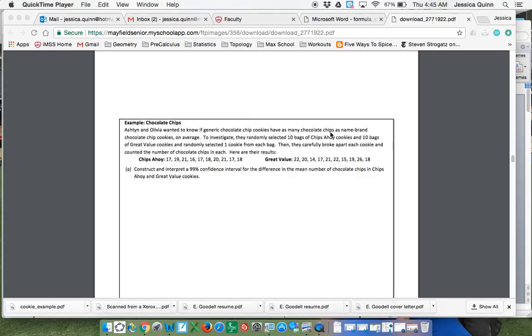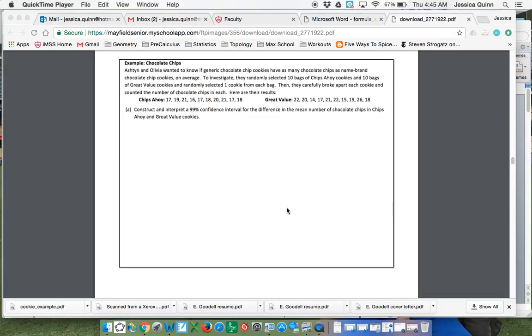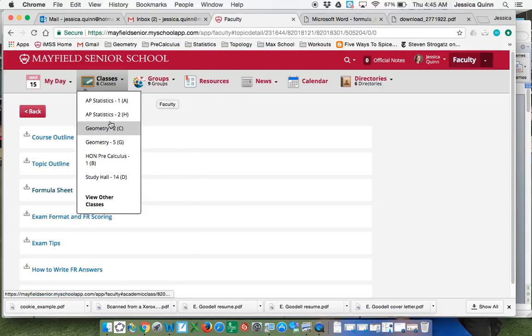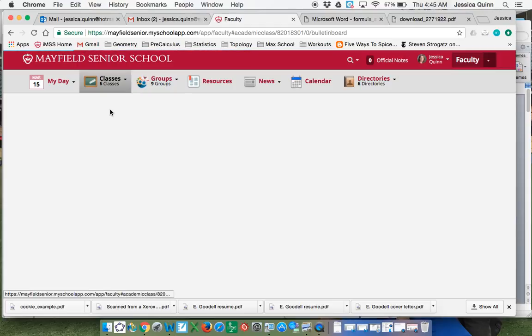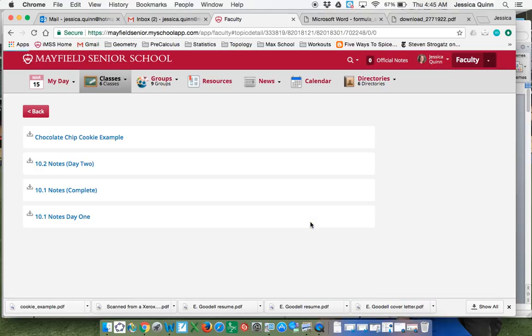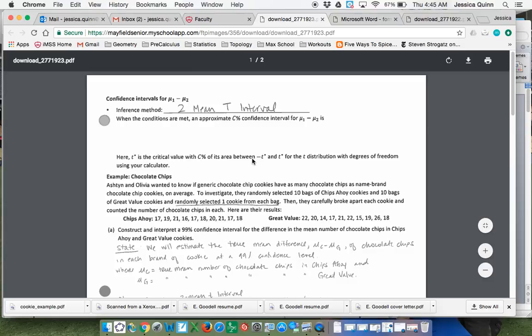About that. So the last thing we need to do is this example. And for whatever reason, I didn't get it copied onto the notebook file. So this is also on the topics page for chapter 10. And it's just this chocolate chip cookie example here. So, okay.